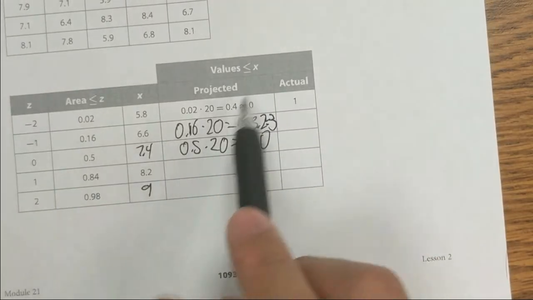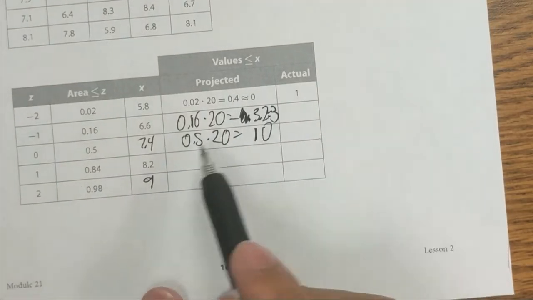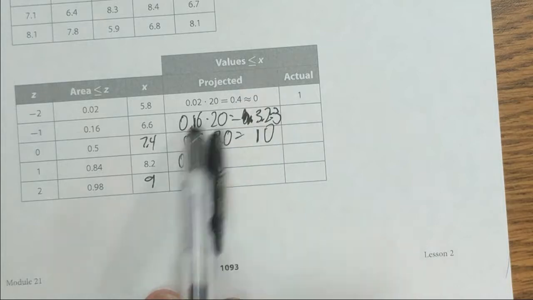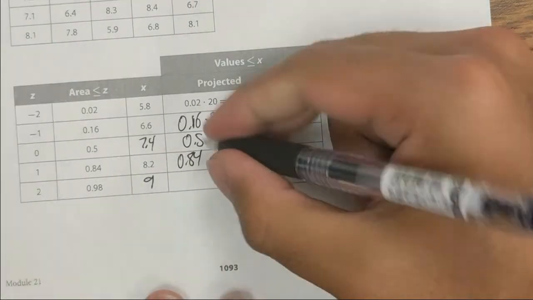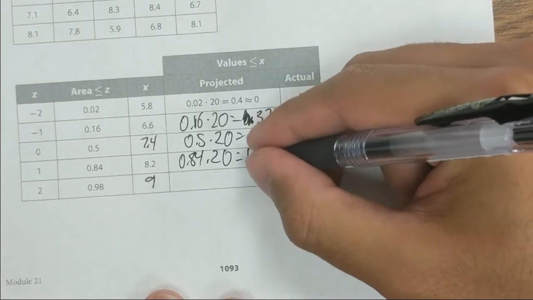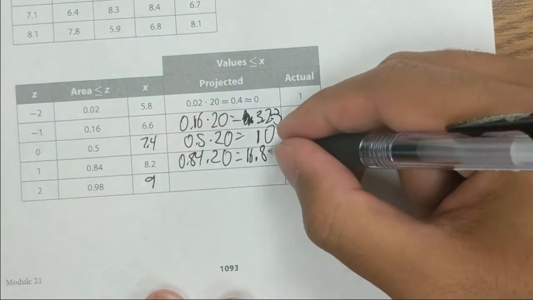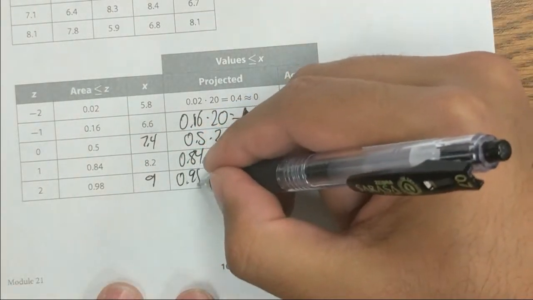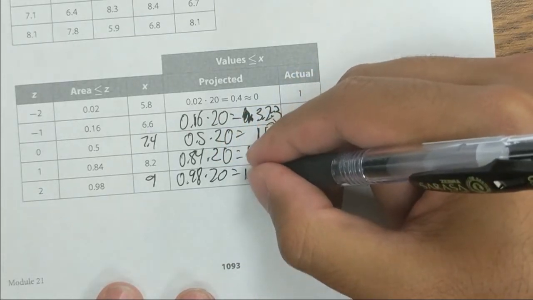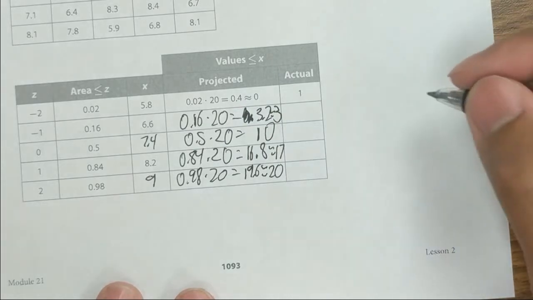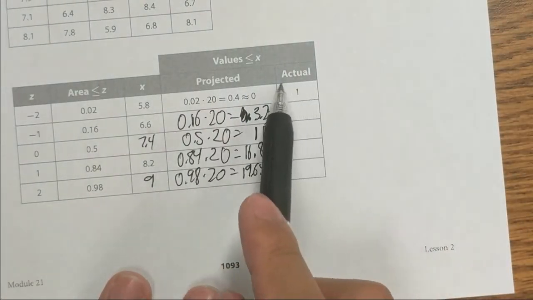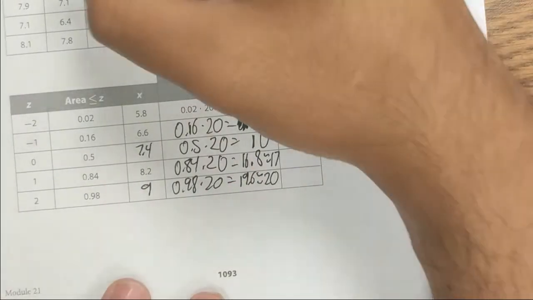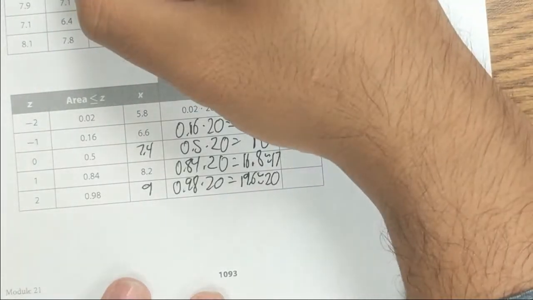Oh, I'm sorry. So we're looking for the values less than or equal to this. Okay, so if 0.84 of the area is to the left or equal to this value, we would expect 0.84 times 20, which is 16.8, or about 17. And then 0.98 times 20 would be 19.6. So pretty much all of them. Okay, so we expect only one frog to be less than or equal to 5.8 in length, and that's exactly what we have.